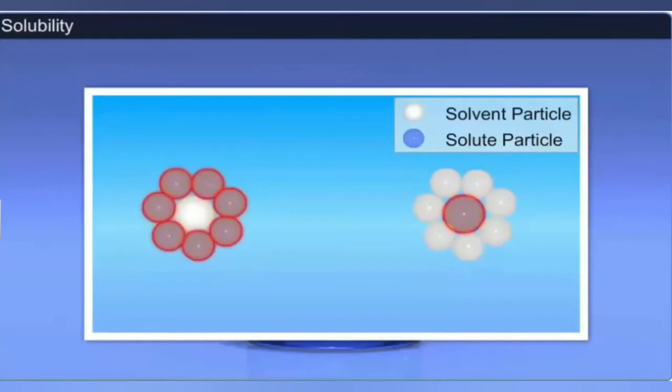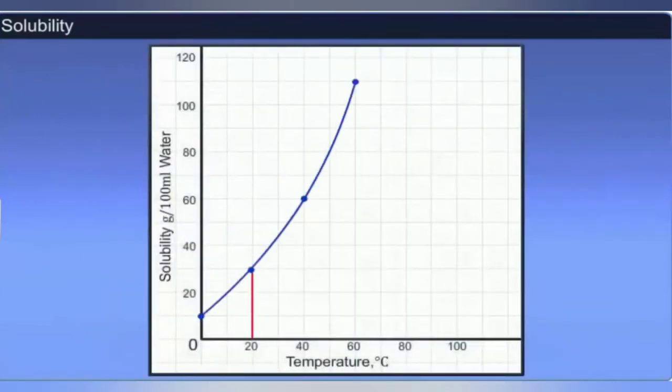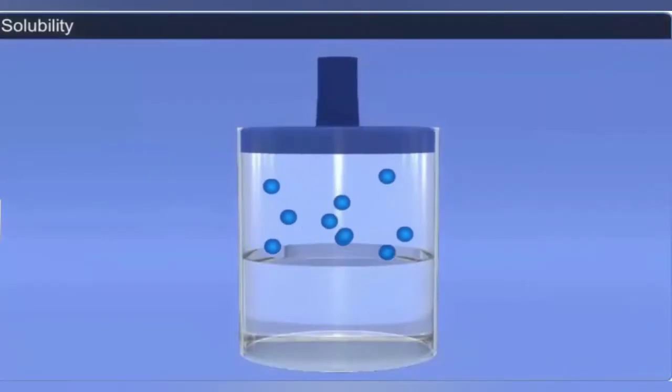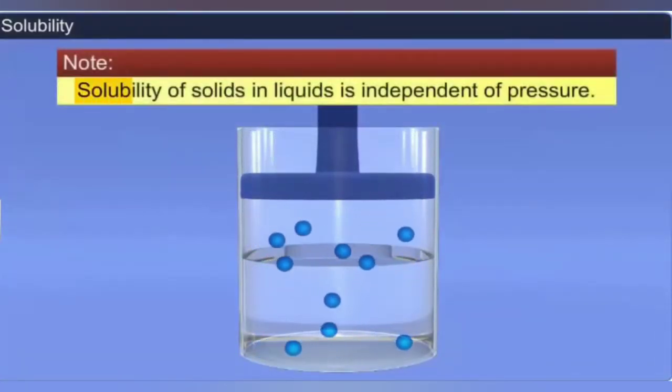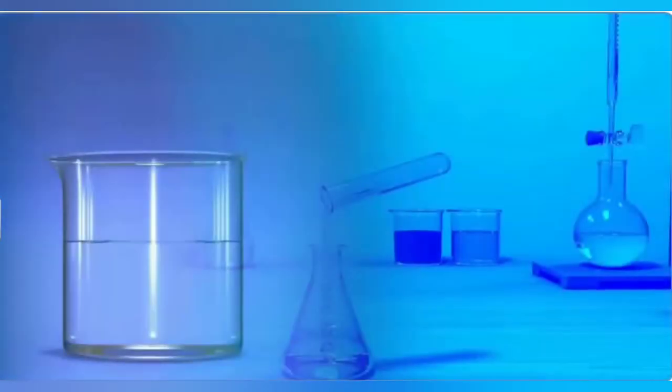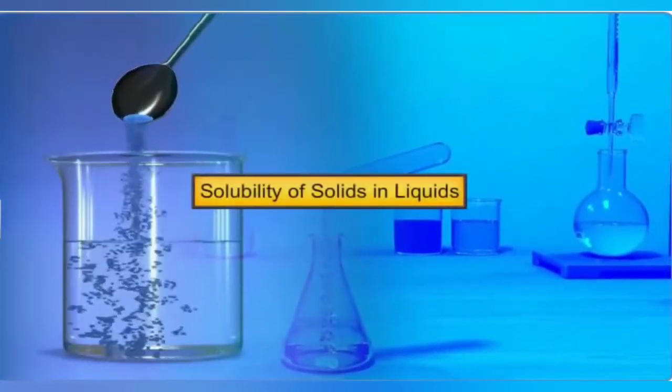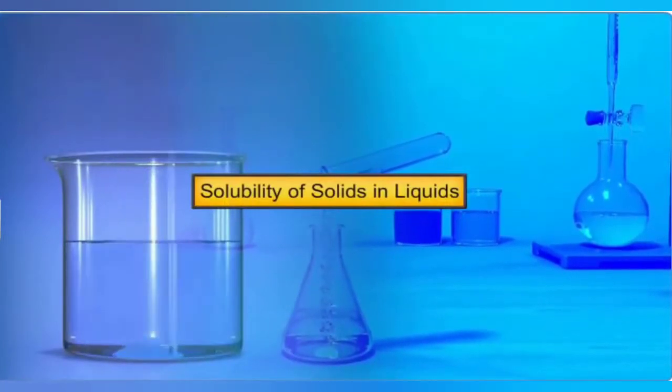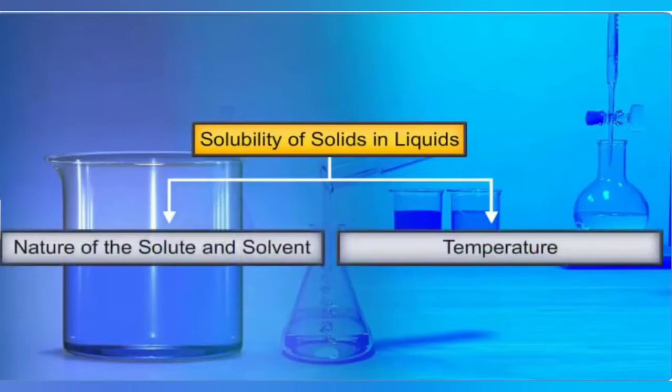Hence, it depends on the nature of the solute and the solvent as well as on the temperature and pressure. However, note that the solubility of solids in liquids is independent of pressure. Let us first discuss the solubility of solids in liquids. The solubility of solids in liquids depends upon two factors, namely the nature of the solute and the solvent, and the temperature. Let's discuss how solubility depends on the nature of solute and solvent.